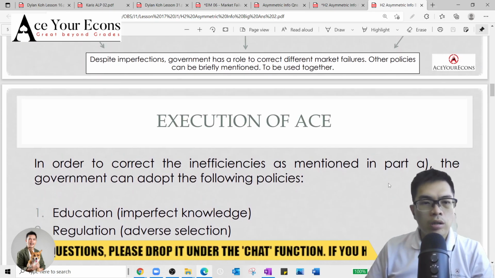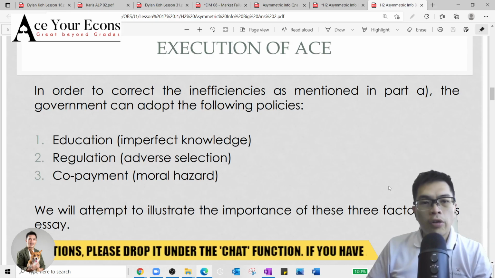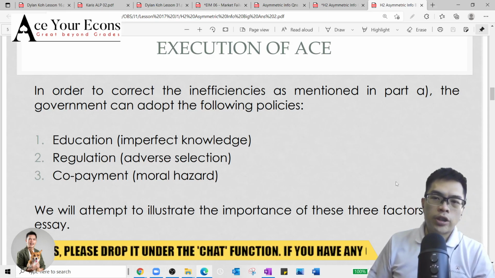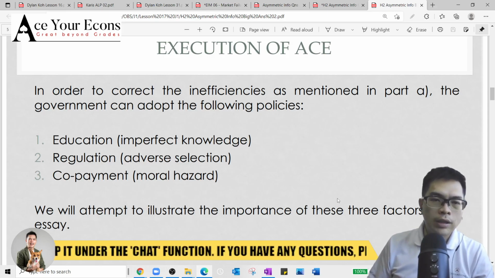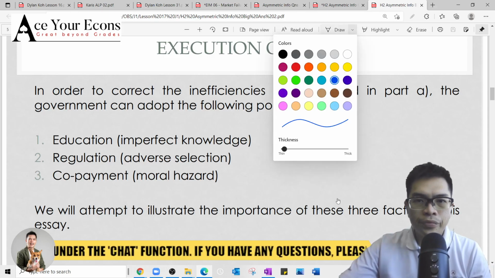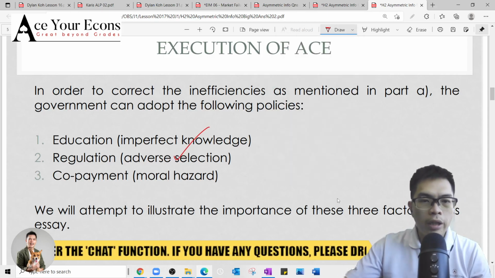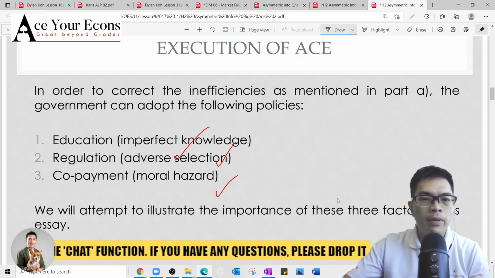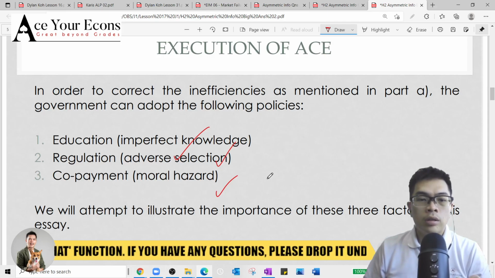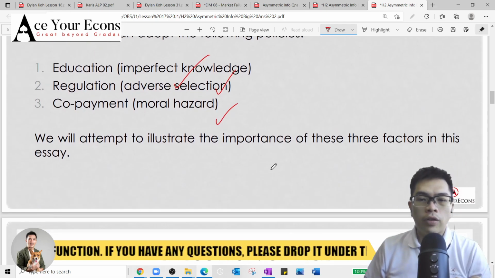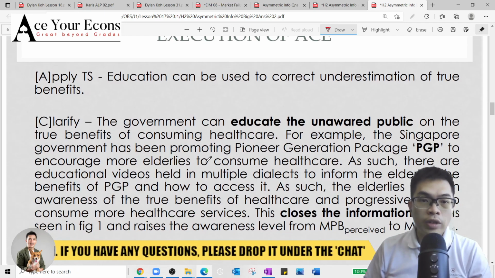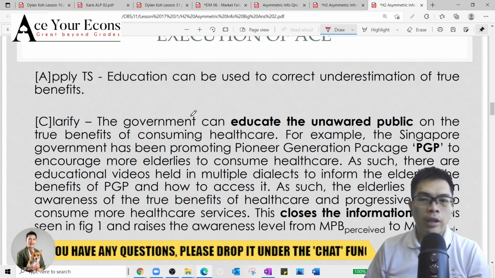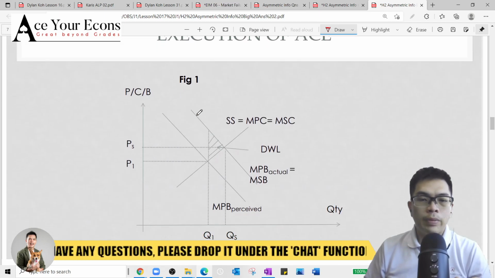You have noted that there are various inefficiencies mentioned in part A. The government can adopt the following policies such as education, regulation for adverse selection and co-payment for moral hazard. We will be looking out for the importance of these three. Number one, education can be used to correct underestimation of true benefits.